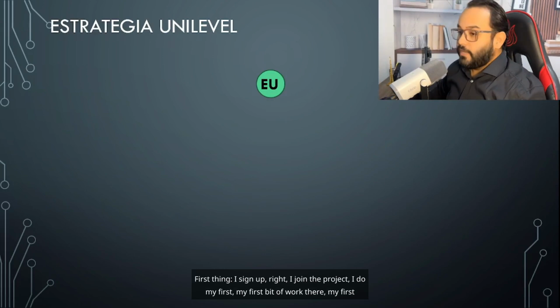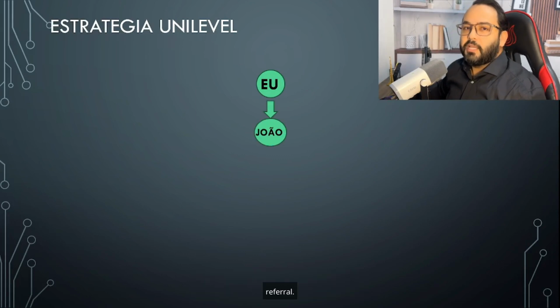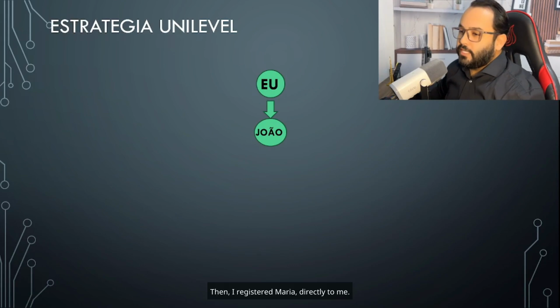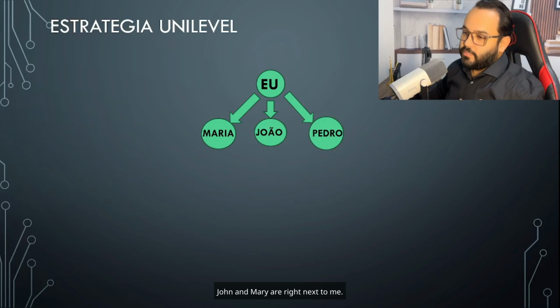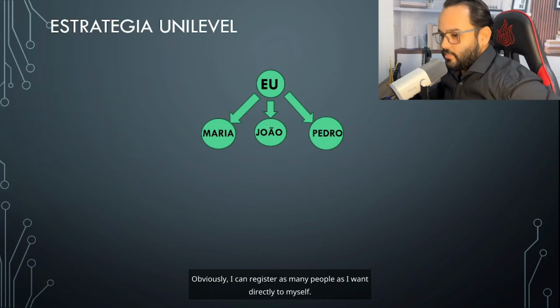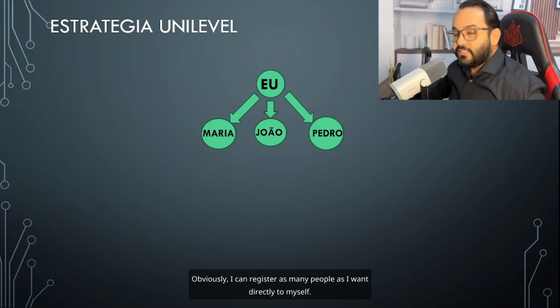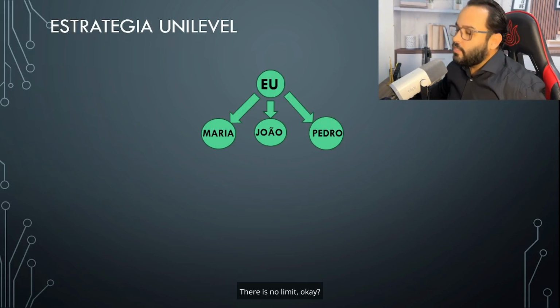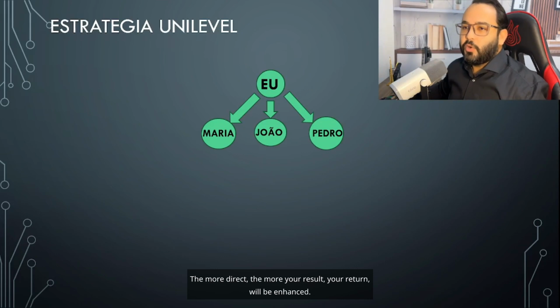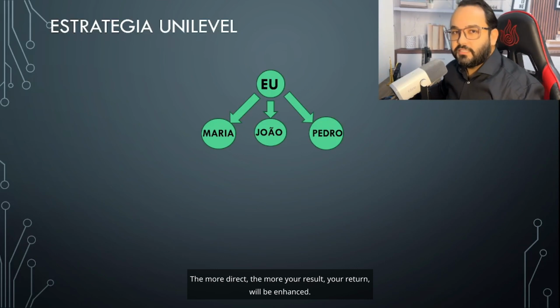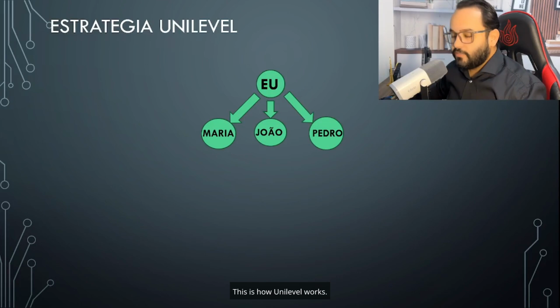First thing, I sign up, right? I join the project. I do my first bit of work there, my first referral. I registered Joao. Then I registered Maria directly to me. Joao and Maria are right next to me. Then I registered Pedro. Obviously, I can register as many people as I want directly to myself. There is no limit, okay? The more direct, the more your result, your return will be enhanced. This is how Unilevel works.